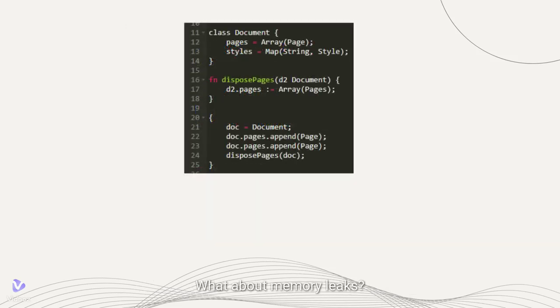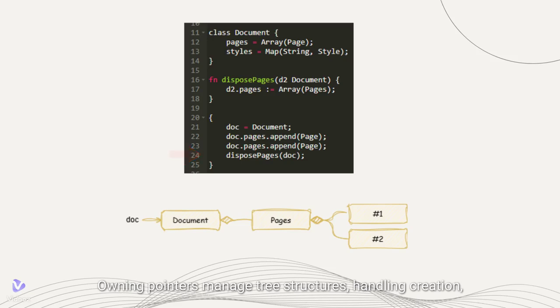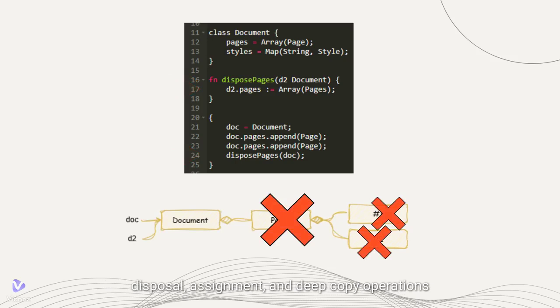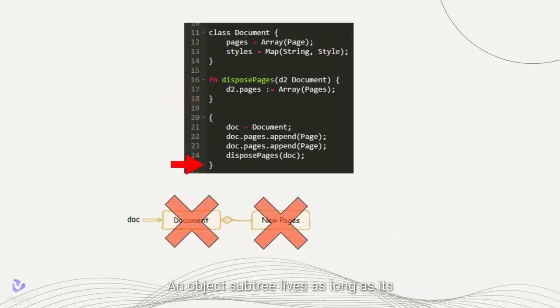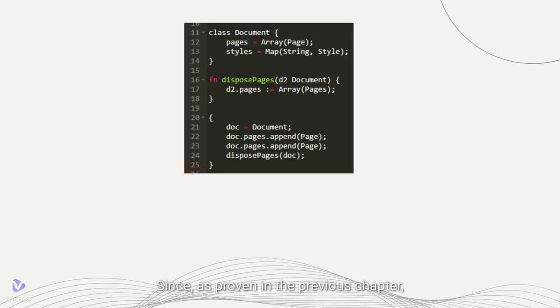What about memory leaks? Owning pointers manage tree structures, handling creation, disposal, assignment, and deep copy operations in a way that prevents pointer loops. An object subtree lives as long as its root is accessible via a temporary pointer. Since, as proven in the previous chapter, temporary pointers are destroyed when they go out of scope, owning pointers ensure no memory or resource leaks.